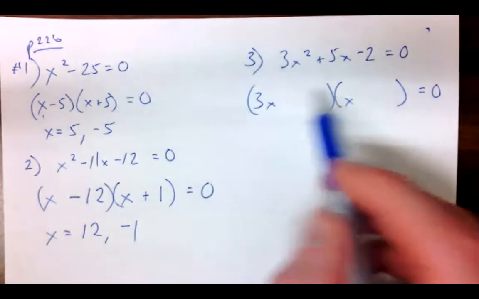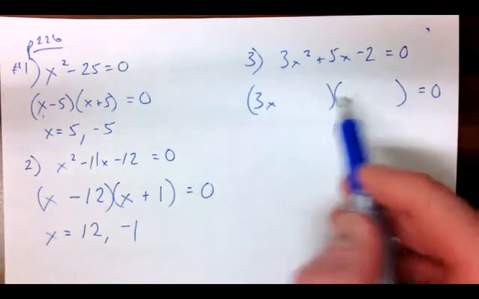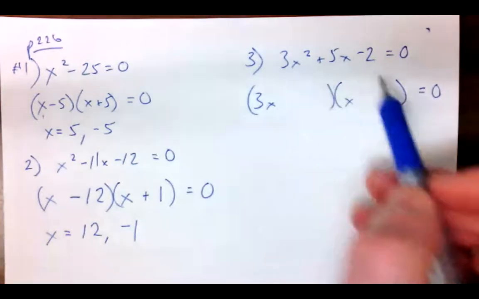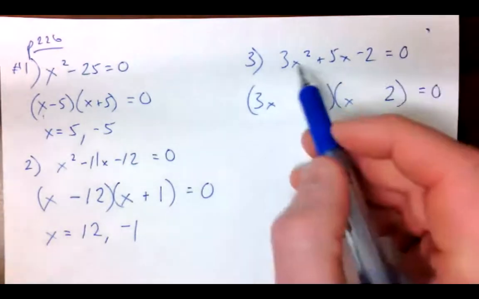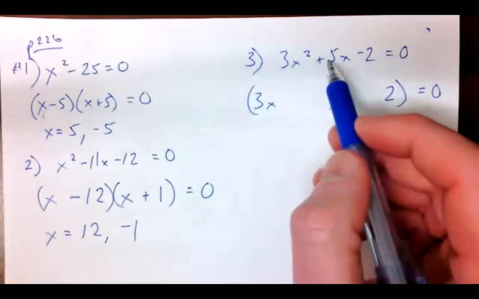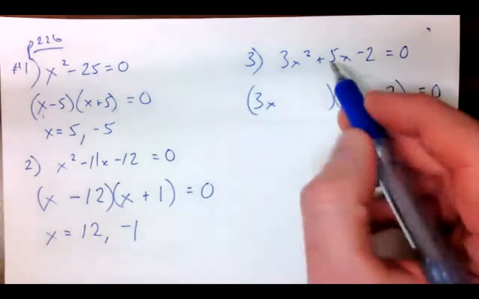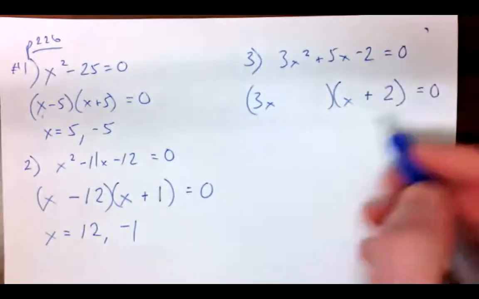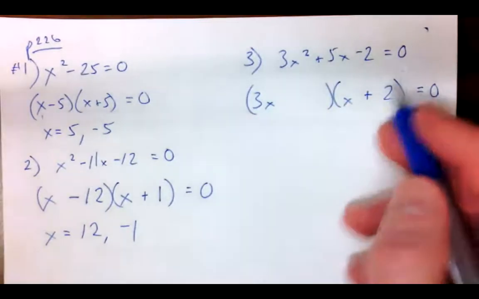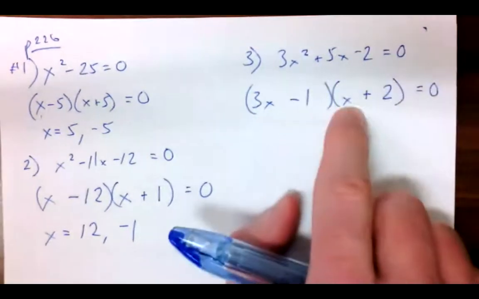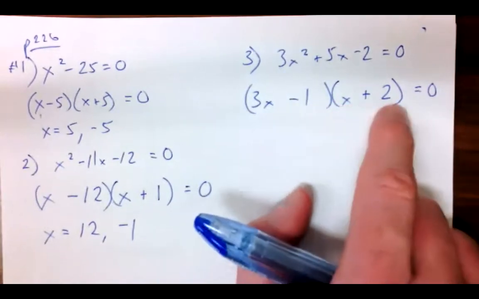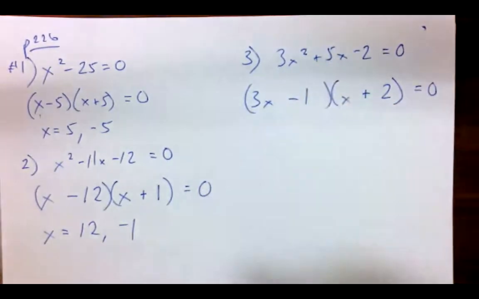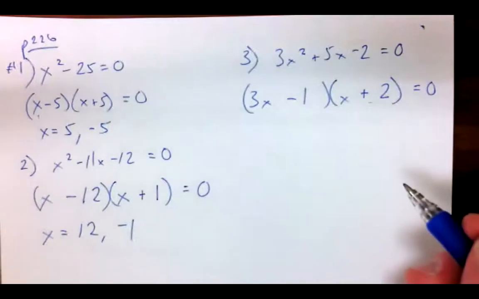But I can't just plug them in now because it depends. That 2 might go here, that 2 might go there. Looks like it's going to go here because 3 times 2 is 6, and then 6 minus 1 will be 5. This is going to be positive 3 times 2, positive 6x. And then negative 1 times x would be negative x. So 6 minus 1 will be 5. So this is it factored.